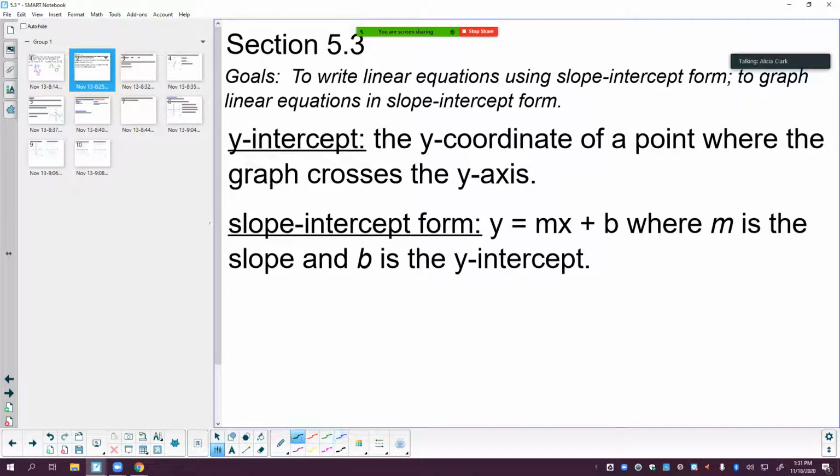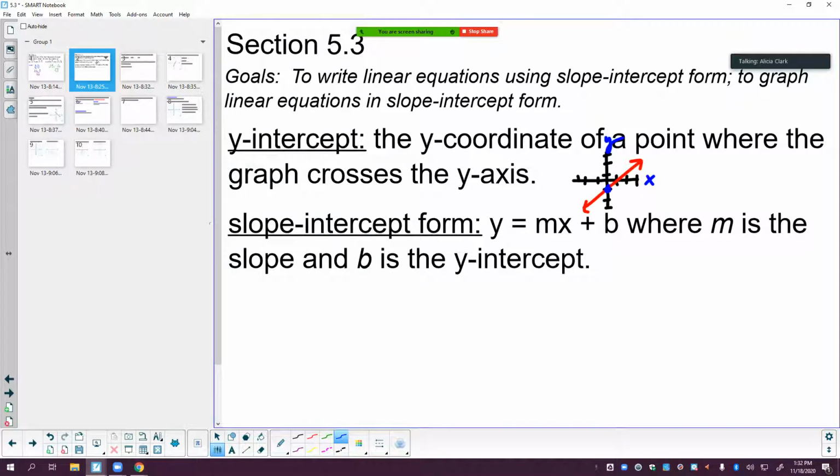So on a graph, you have 2 axes. The one that runs left to right is the x-axis. The one that runs up and down is the y-axis. If I draw a line on here, wherever that line crosses through the y-axis, the one that runs up and down, that's called the y-intercept. Where it intercepts the y-axis.